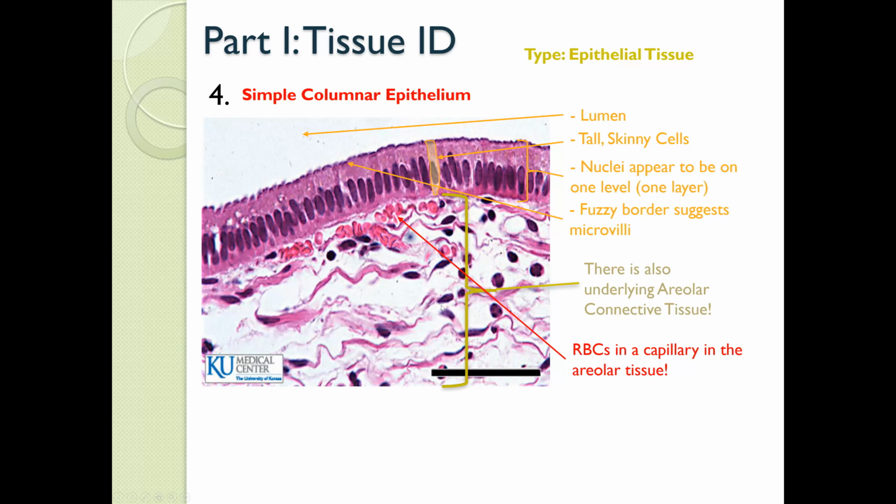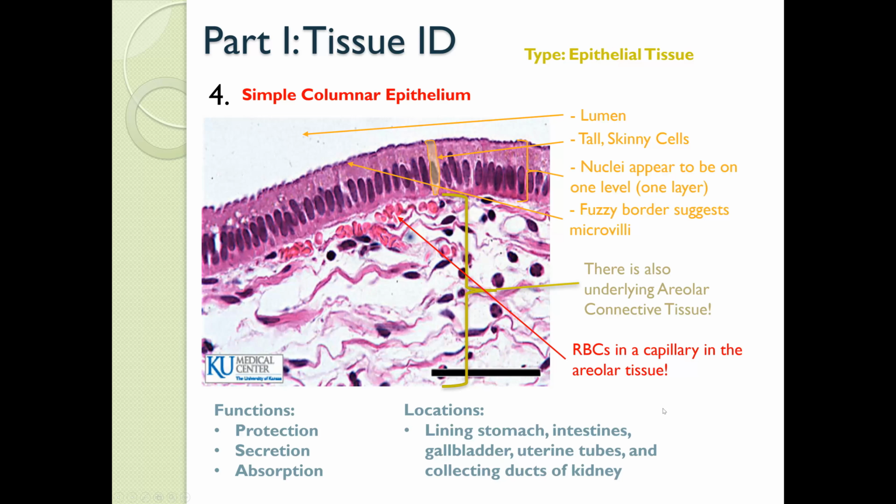Connective tissue does have blood vessels, at least some of it; cartilage doesn't. And so epithelial cells actually have to get their nutrients from the connective tissue that is underneath them. So nutrients have to diffuse from the blood vessels in the connective tissue up to the epithelial cells. Functions of simple columnar epithelium include protection, secretion, and absorption. And this can be found lining the stomach, the intestines, both large and small, the gallbladder, uterine tubes, and the collecting ducts of the kidneys.